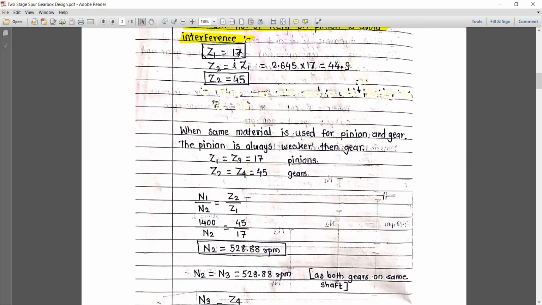So n1 is equal to 1400, then n2 we can find from the empirical relation: n1 divided by n2 is equal to z2 divided by z1. The empirical relation is n1 z1 equal to n2 z2, so we rearranged it: n1 divided by n2 is equal to z2 divided by z1.